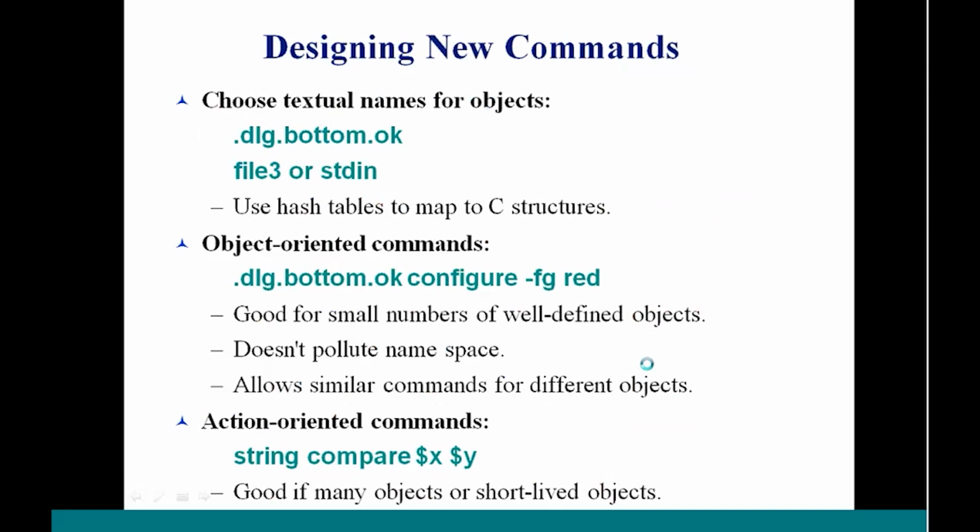So how do we design new commands essentially? A couple of useful tips. Choose textual names for objects, like dialog.bottom.ok, file tree, or standard in, and then use hash tables to map to C structures essentially.